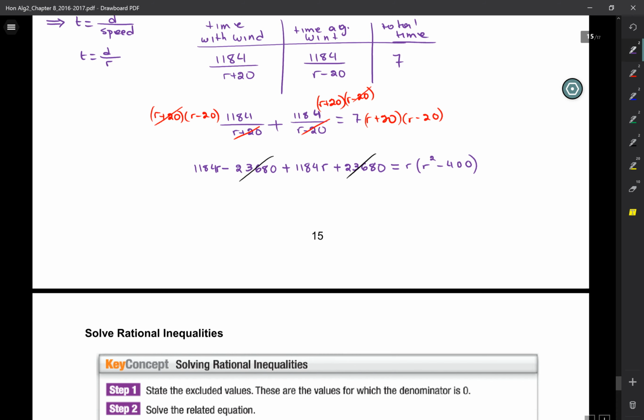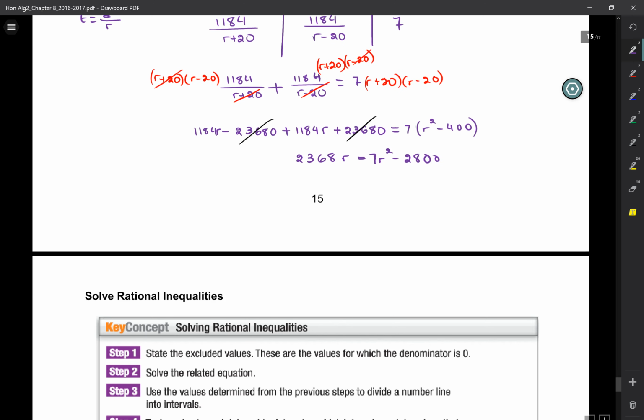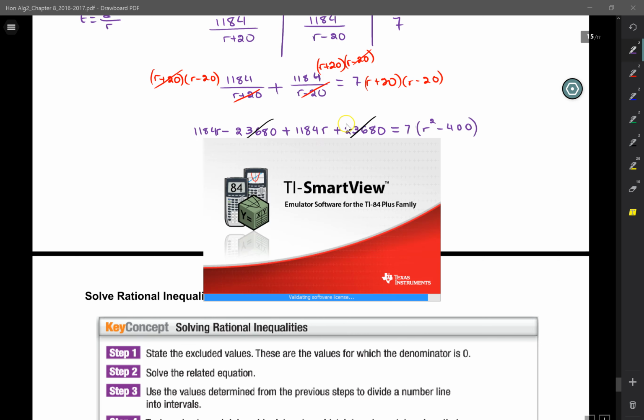And now, what happens here? You have 2,368r equal to 7r squared minus 2,800. Now let me just bring everything to the same side. This will be 7r squared minus 2,368r minus 2,800 equal to 0. Now, at this point, you can either factor and get the answers that way, or in this case, it doesn't factor. So let's see what we're going to do here. Let's use our calculator. We're going to plug this in.